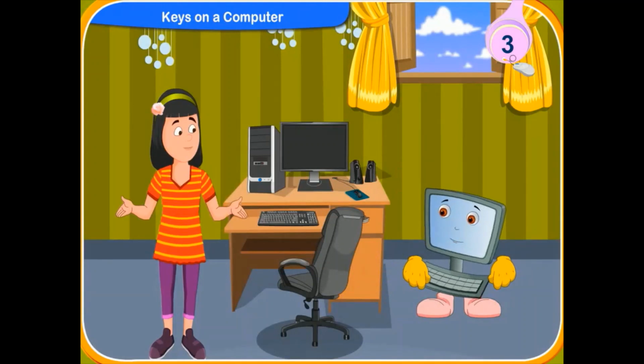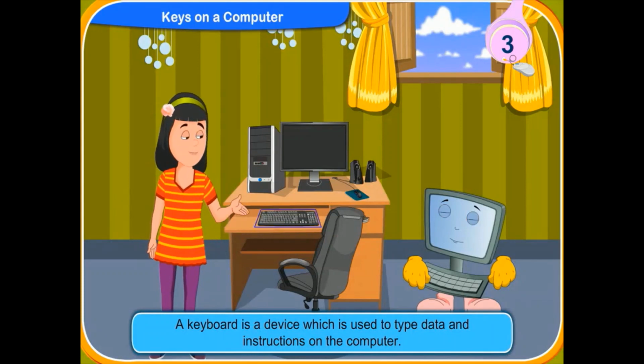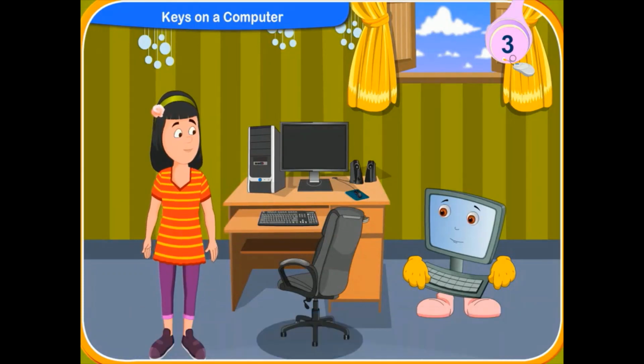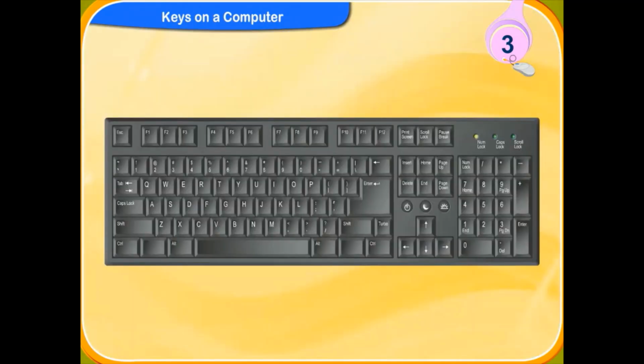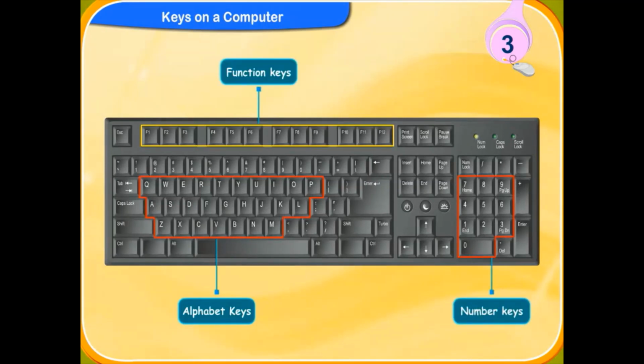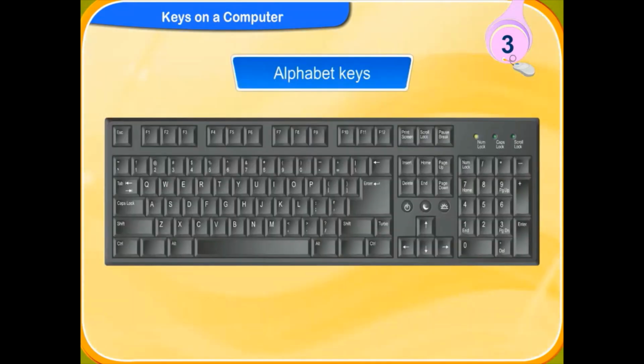What is a keyboard? A keyboard is a device which is used to type data and instructions on the computer. What different types of keys are on a keyboard? A keyboard has different sets of keys on it. There are alphabet keys, number keys, function keys, cursor keys, and special keys.